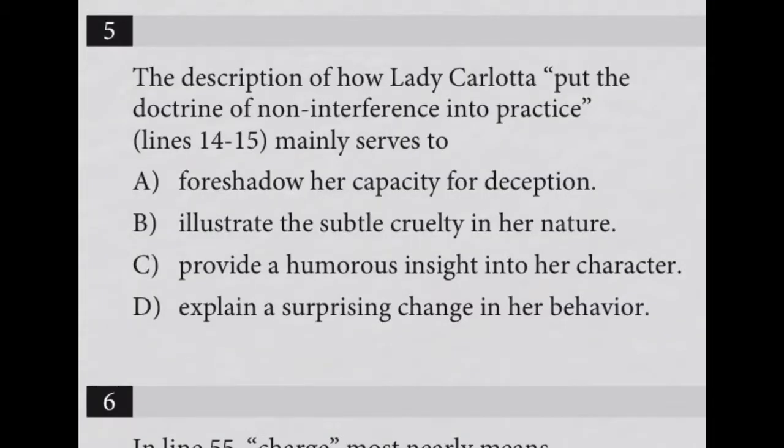Number 5. The description of how Lady Carlotta put the doctrine of non-interference into practice, lines 14 through 15, mainly serves to C, provide a humorous insight into her character. The narrator notes that Lady Carlotta decided not to interfere when one of her most eloquent exponents was stuck in a tree because an angry boar was nearby. This eloquent exponent was a woman who often criticized Lady Carlotta for interfering in other people's affairs. Lady Carlotta's decision to put the doctrine of non-interference into practice, or to not help her female acquaintance who was besieged in a tree, suggests that Lady Carlotta has a sense of humor.